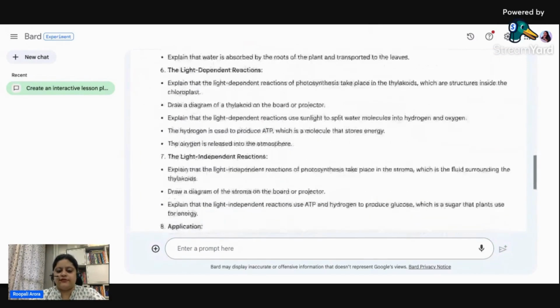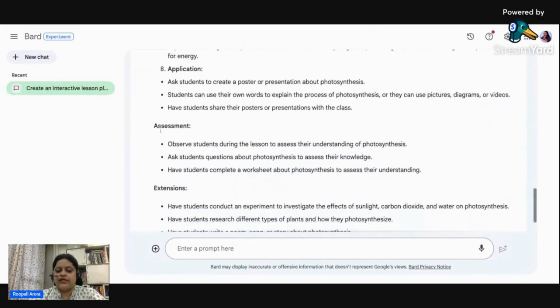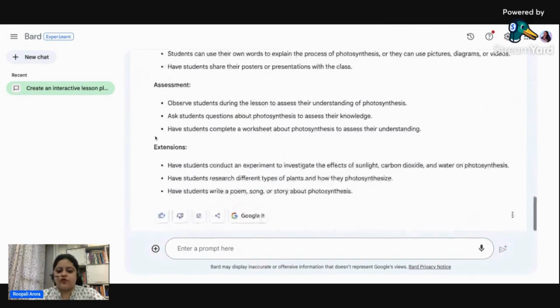Based on that, we also need to understand how we will assess our students on the topic photosynthesis. And then, of course, there are some extensions also which are given, which means that there are certain extra ideas for teachers to use this lesson plan when they have finished teaching their students. So you can conduct an experiment to investigate the effects of sunlight, carbon dioxide, and water on photosynthesis. And you can also help your children research different types of plants and see how they photosynthesize. And of course, you can have your students write a poem or a song or a story about photosynthesis.